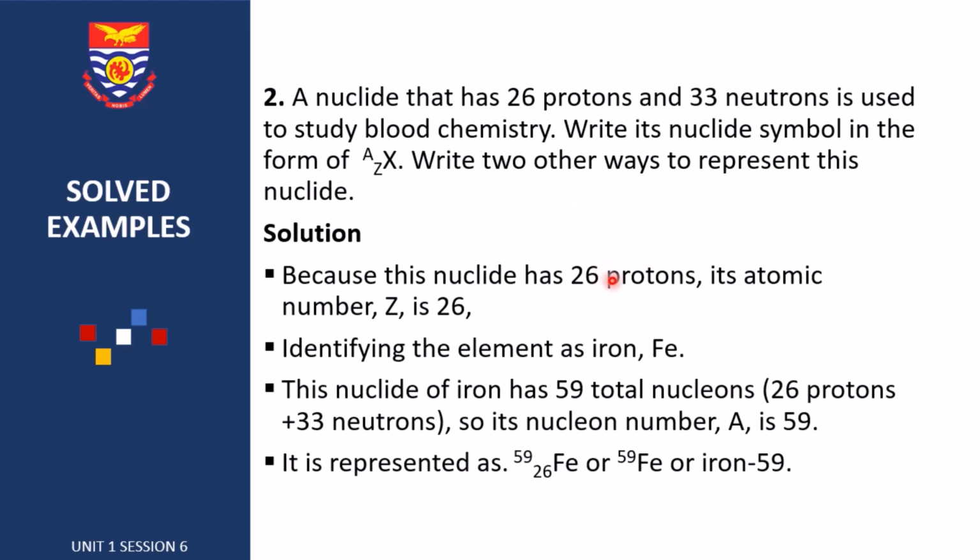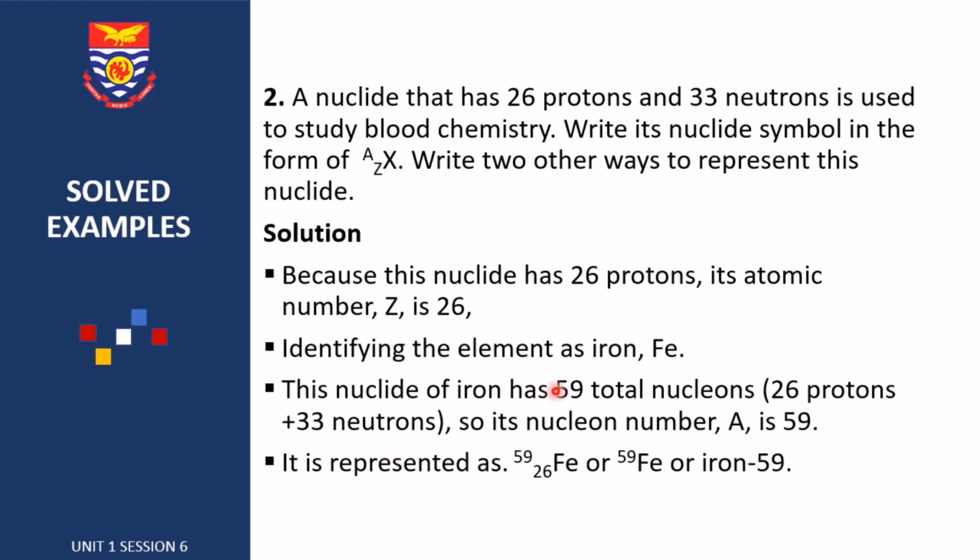atoms, that is the atomic number, and it's represented by Z. So in this case, Z is 26. And the question says the number of neutrons is 33. But we know that the mass number, which is A, is given by number of neutrons plus number of protons. So we sum them to get the mass number, which is represented by A, and the value is 59.